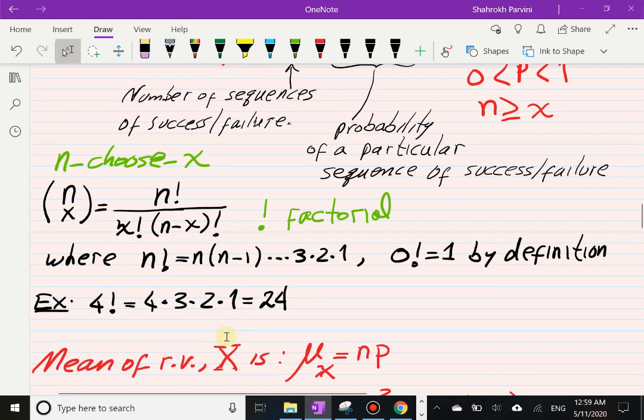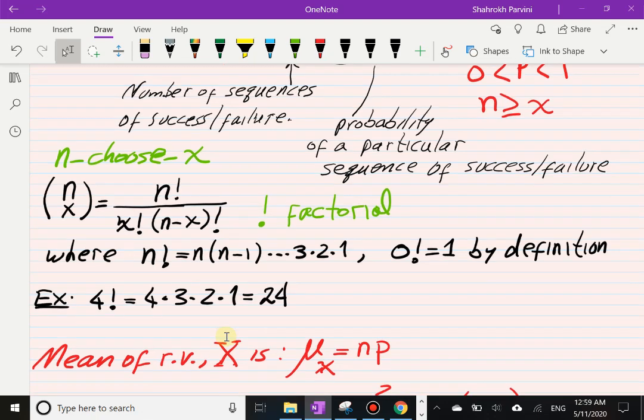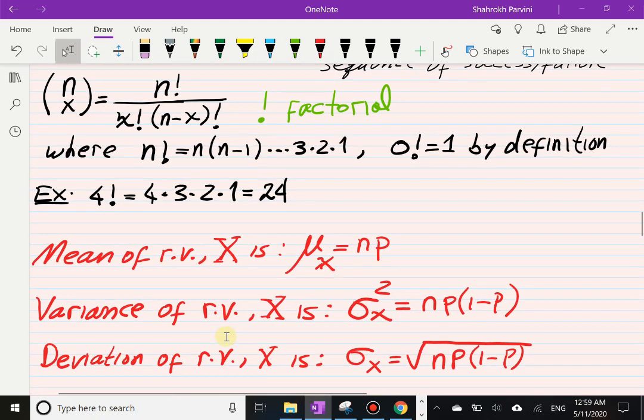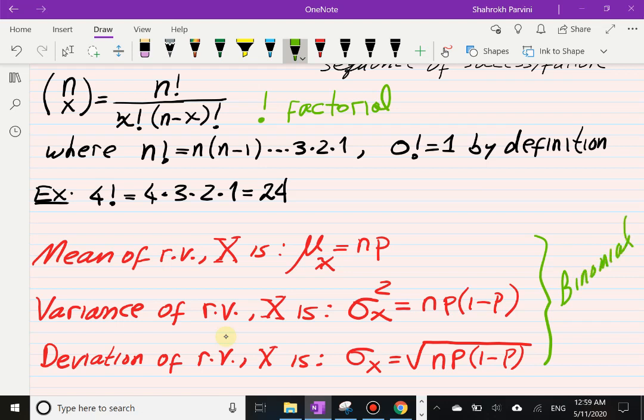Again, since we're not doing this by hand, we don't spend much time on this. Now, the mean, standard deviation and variance of a binomial are given by these formulas. And this is again for binomial only. It's not going to work with geometric. Remember, geometric had its own. And there you have it.